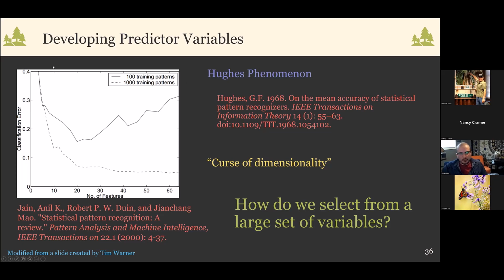So you can see here with the 1,000 training patterns in this example paper, they weren't really getting much of an improvement, but it really wasn't getting worse as they added features. In contrast, when they had 100 samples, it actually got worse as it went along, because you didn't have enough samples to characterize this really large feature space.